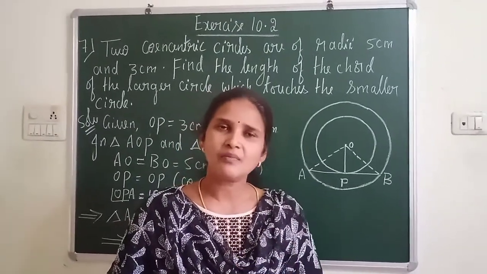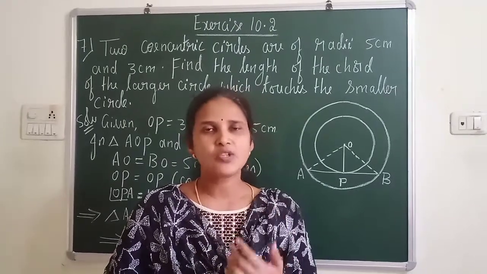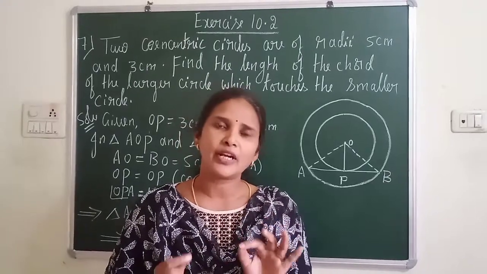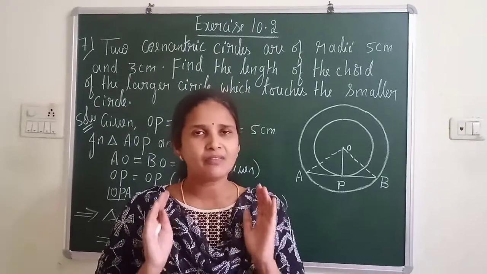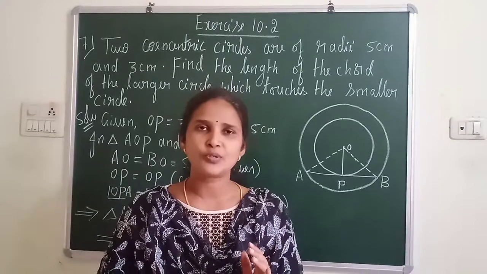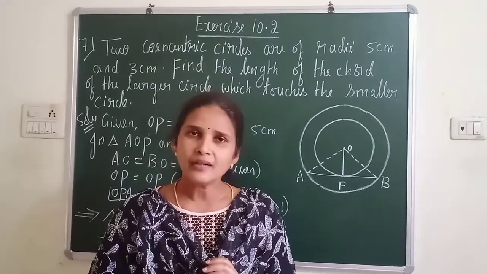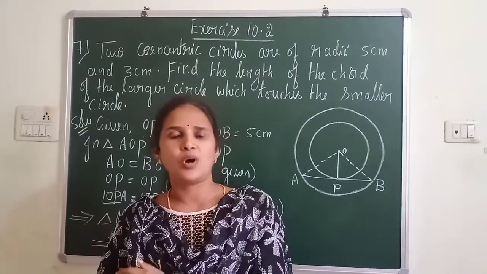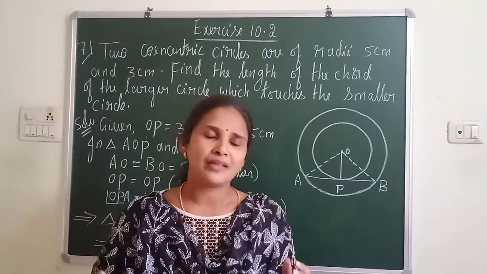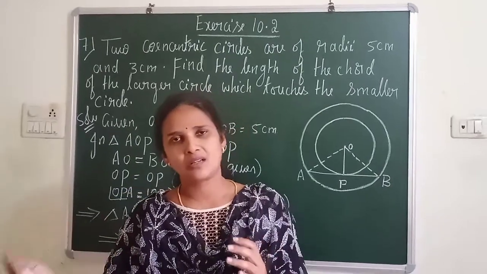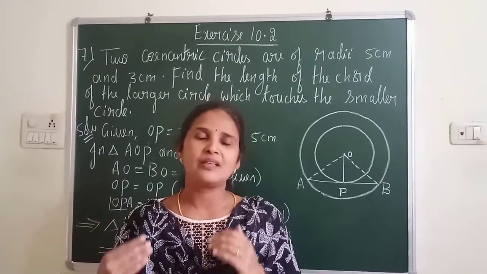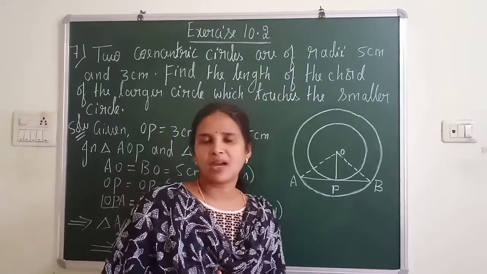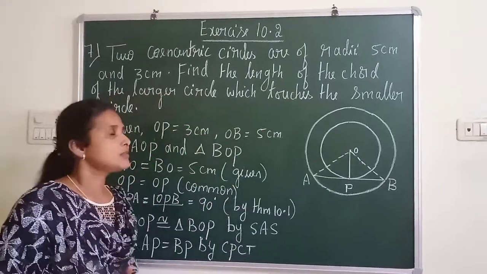So what is the first theorem we learned? We learned that the radius of a circle is perpendicular to the tangent at the point of contact. This is a very important theorem which we apply to solve questions. And the second theorem is we proved that the tangents drawn from an external point are always equal in length. So we can draw two tangents from the external point and those two tangents will be equal in length. Keeping these two statements in mind, let us continue today's class.